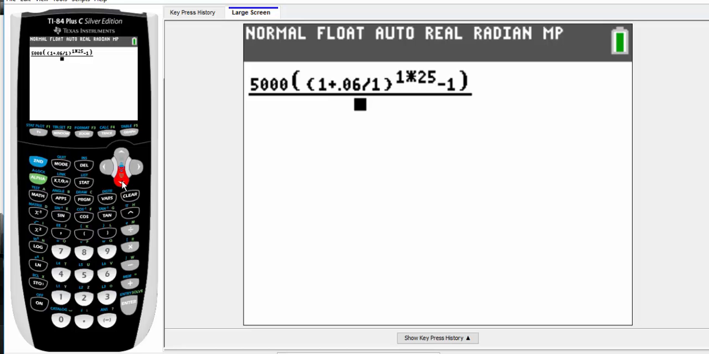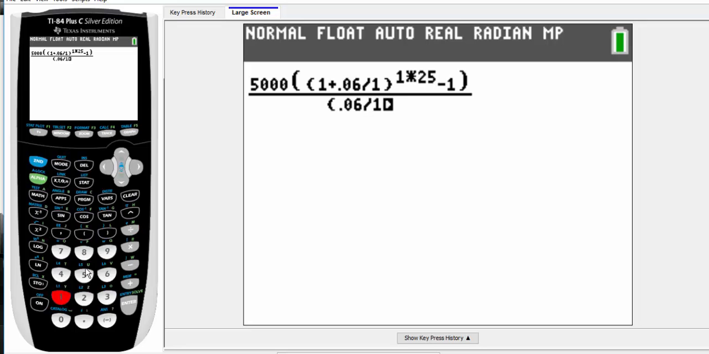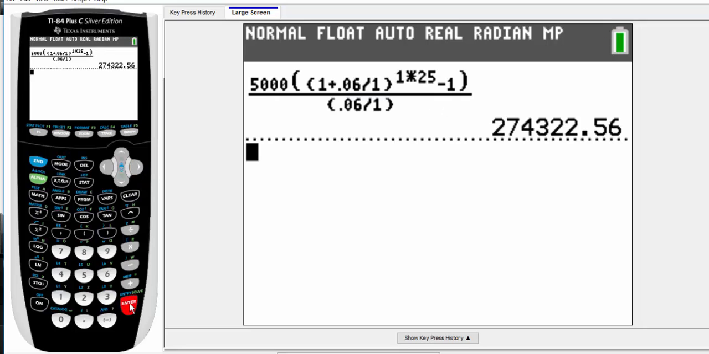Now enter the bottom. When you enter the bottom, you have to put everything on the bottom in parentheses. When we write the formula, we don't have to do that, but when we calculate using the calculator, we have to put those into parentheses to make sure the order of operations is correct. So parenthesis 0.06 divided by 1, close parenthesis. Now bring the cursor to the side and enter.